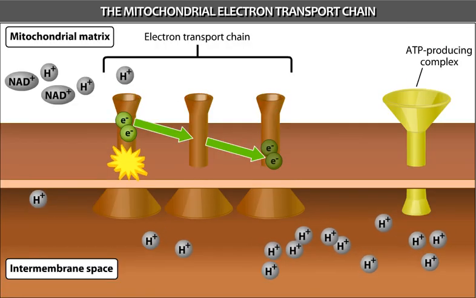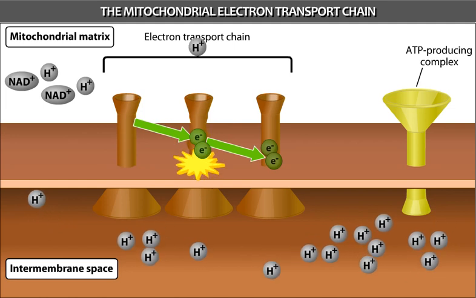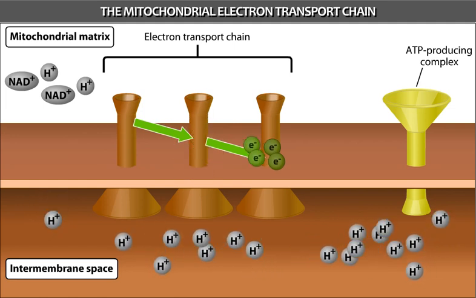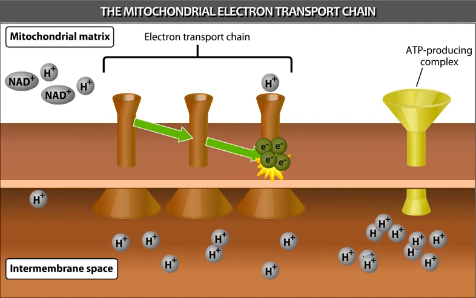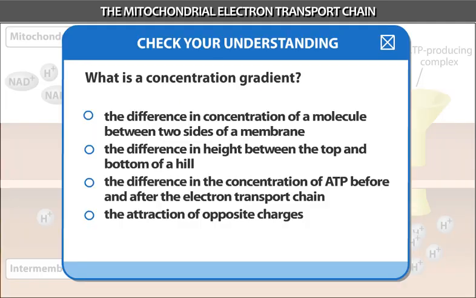The process of electron transfer results in a difference in the concentration of protons on the two sides of the membrane. This concentration difference, called a gradient, is a form of potential energy. What is a concentration gradient?